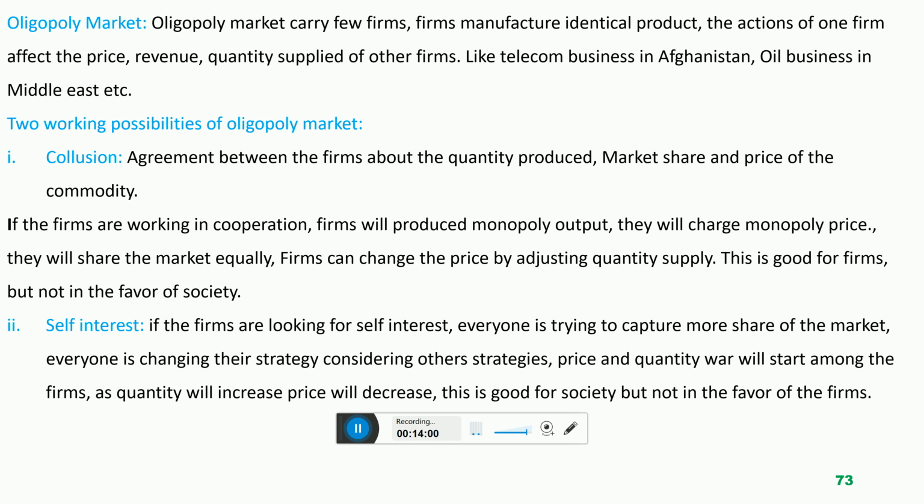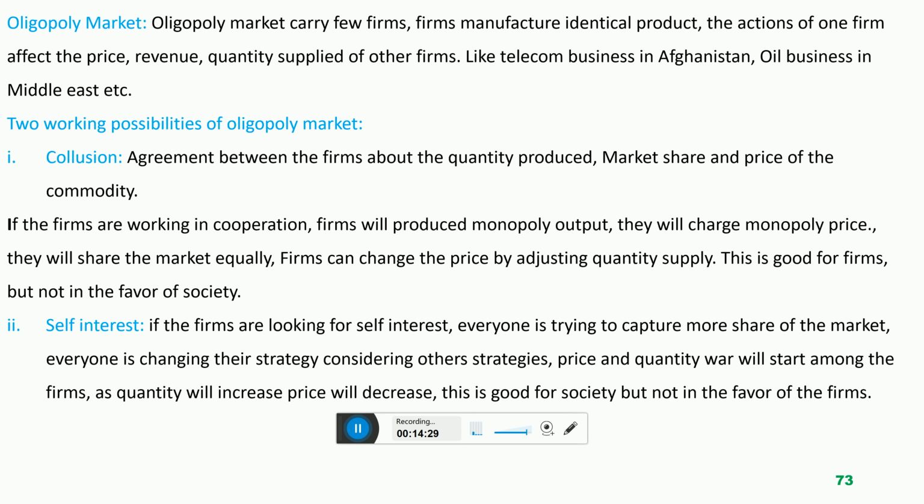Now if in this oligopoly market one company is changing price, increasing price or decreasing price, increasing quantity sale or decreasing quantity sale, it will affect the revenue, the price and the quantity of other companies. Simply, in the oligopoly market, the actions of one company affect the actions of other companies.